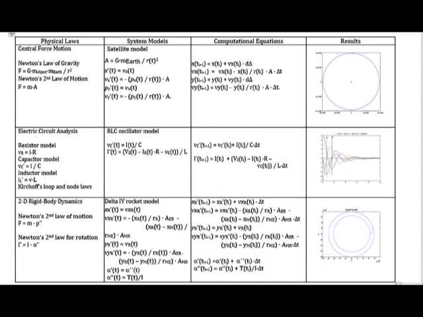The first table shows the analyses of systems governed by laws of physics written as ordinary differential equations. For each analysis, the table contains the physical laws governing the system, the differential equation model of the system, the computational equations for the model, and the results of the analysis shown as a graph. The systems are the moon orbit, the impulse response of an RLC circuit, and a rigid body rocket launched into orbit.